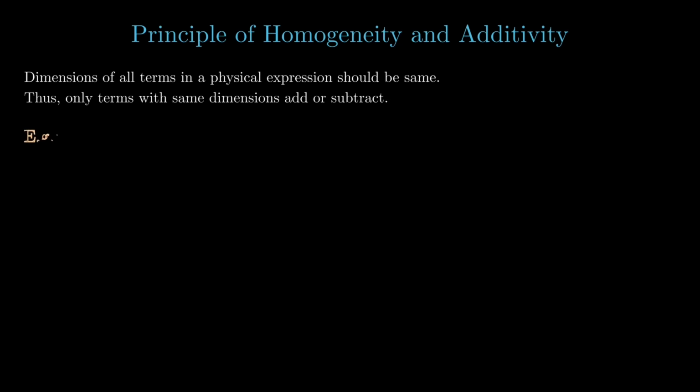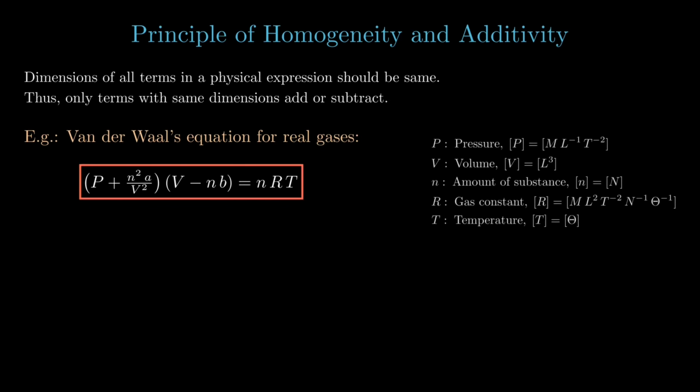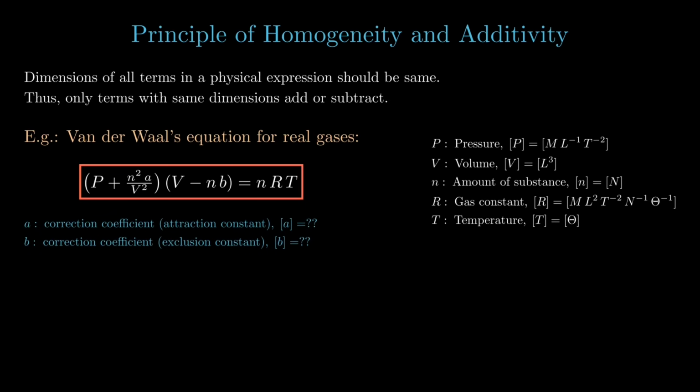Actually, let's go ahead and test out this principle on the van der Waals law of real gases. As you may know from your chemistry lessons, the van der Waals equation modifies the ideal gas law to account for molecular volume and intermolecular forces, and the equation is shown on the screen. Not only does the principle of homogeneity allow us to check if the equation is dimensionally consistent, it also allows us to find out the dimensional formulae of the correction coefficients A and B. So let's see if we can demystify these empirical constants.